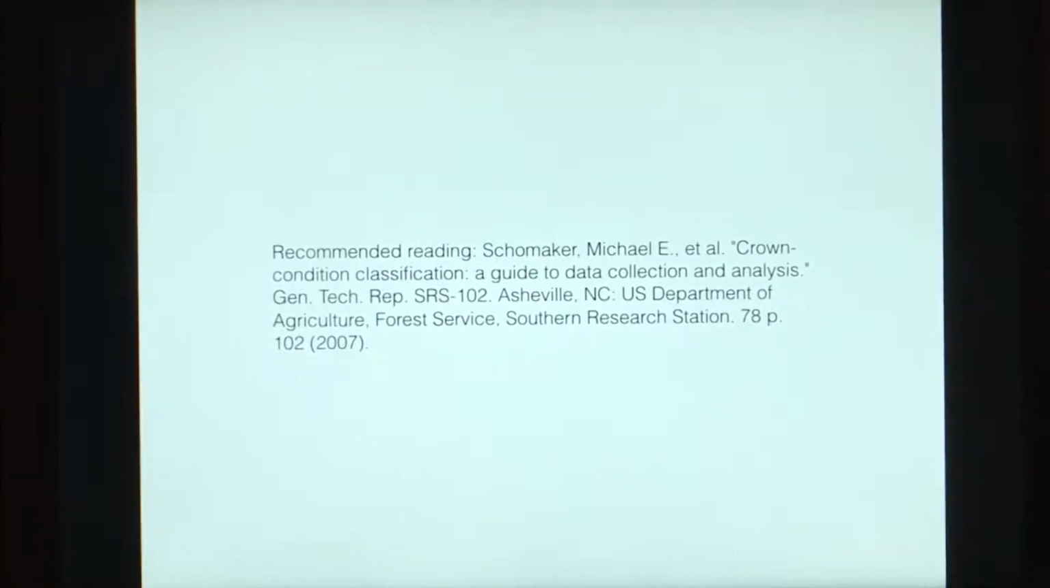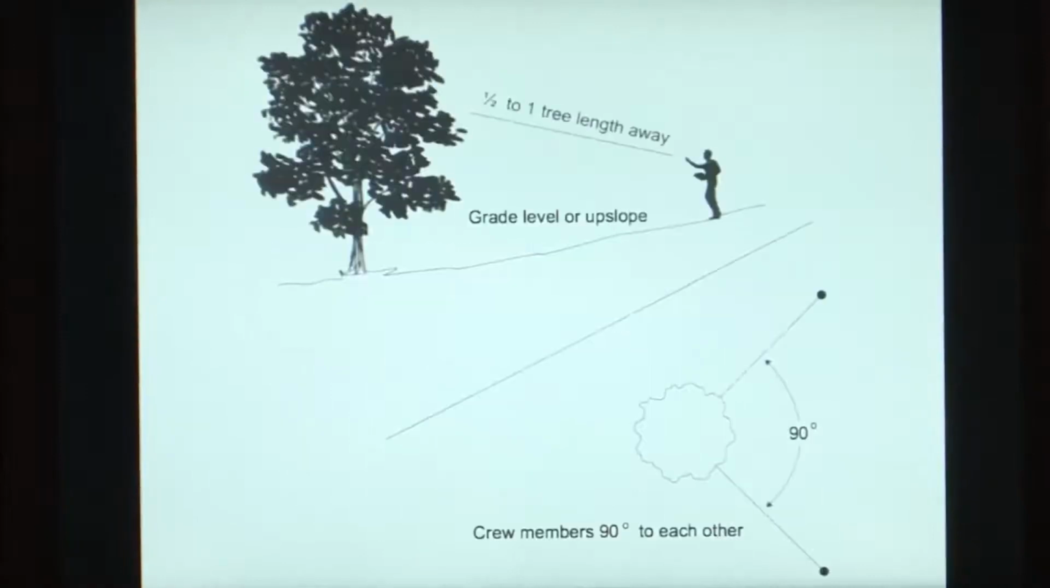So, we know the importance of canopy, but how do we take measurements of the canopy is what we are going to look at in this class and the next class. If we look at this figure, here you can see an observer who is trying to take the measurement of this tree canopy. The person needs to stand at the grade level, that is the ground level, or on an upslope position. The distance from the tree should be approximately half to one tree lengths away, so that the whole canopy is visible from that point. In the bottom chart you can see where the crew members need to stand if you need to take two measurements.